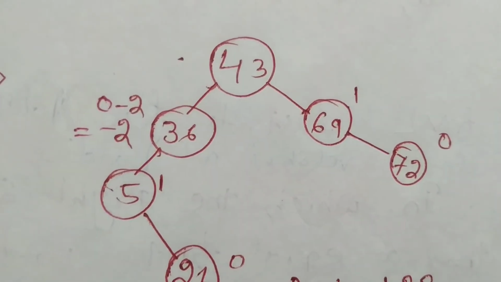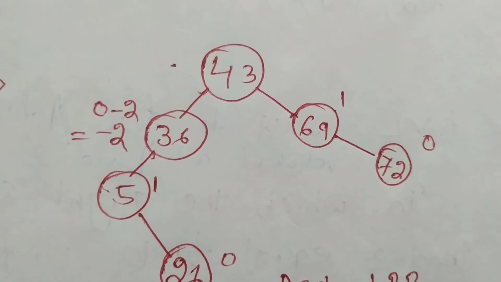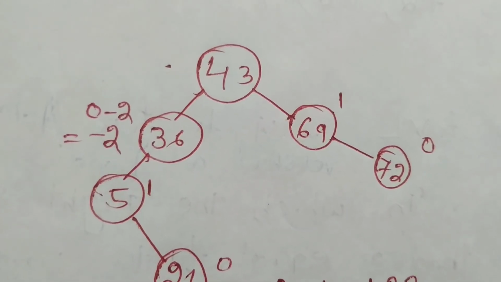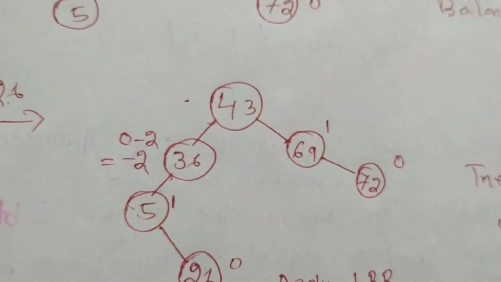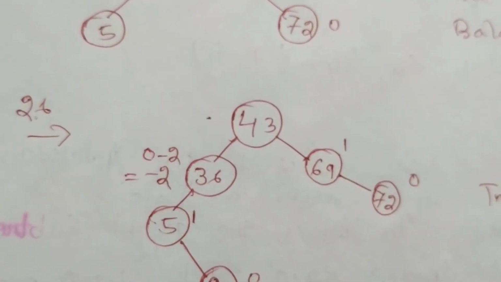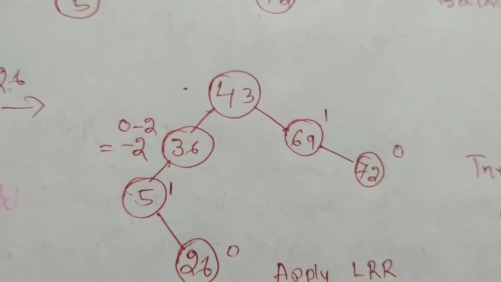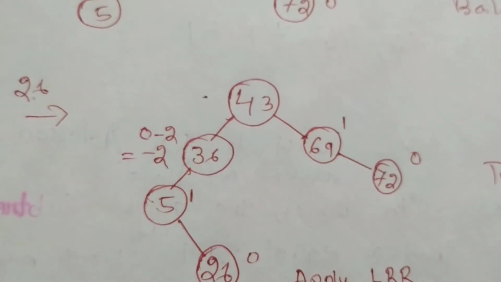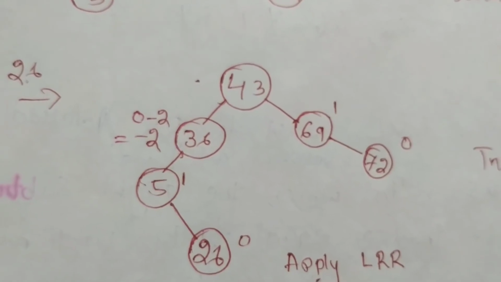Now we have to check the balance factor. You see 43 has 2 right descendants, 69 and 72. But how many left descendants does it have? 36, 5, 26, that is 3. So 2 minus 3. What will be the balance factor of 43? 2 minus 3, that is minus 1. So the balance factor is correct. But in 36, how many on the right side? In 36 there is no right subtree, 0. But in 36 there are 2 left descendants, that is 5 and 26. So 0 minus 2, what is that? That is minus 2.